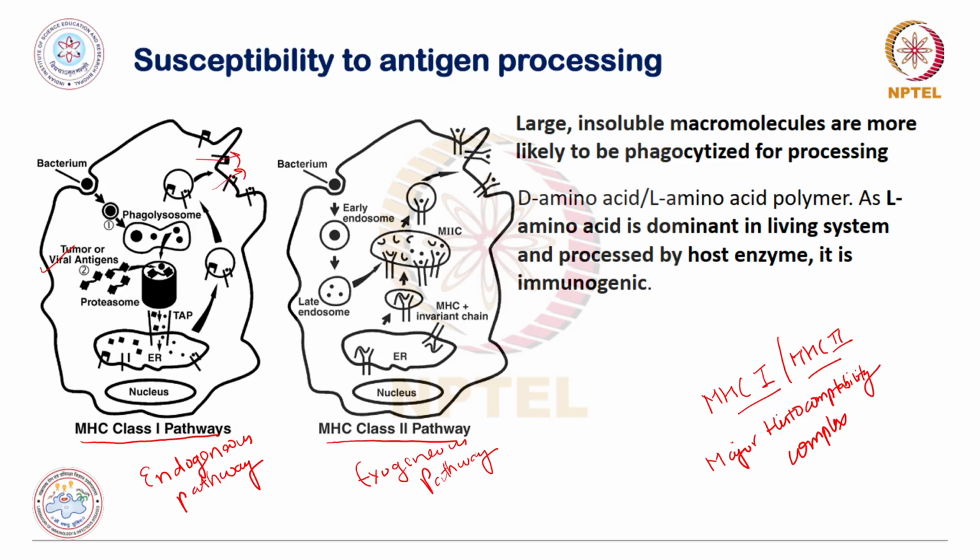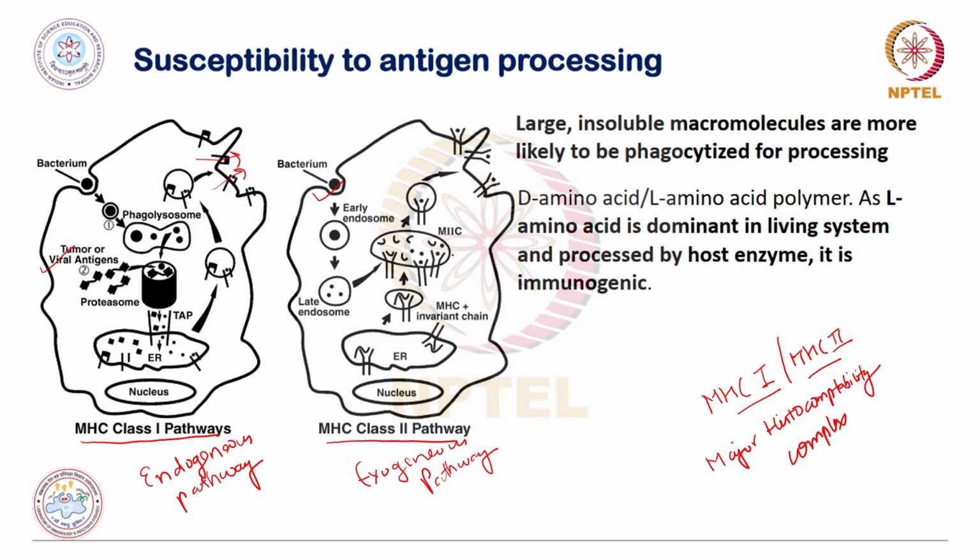Whereas in the case of MHC class 2 molecules, they process the extracellular antigens, like bacterial components or any soluble proteins. When this antigen is engulfed into an endosome and degraded, MHC class 2, which is synthesized in the ER, is bound to an invariant chain for blocking premature peptide binding.